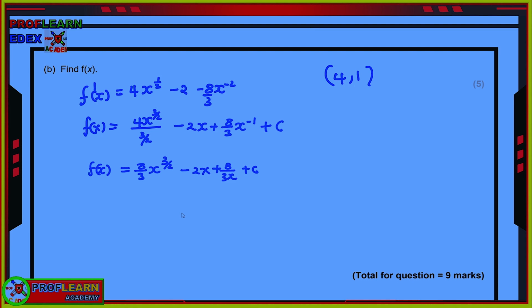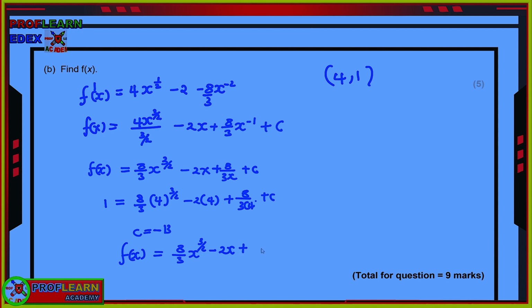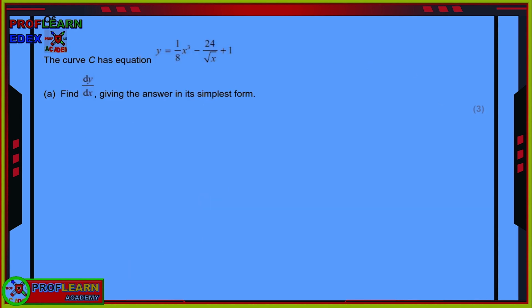We are going to use the point (4, 1) that was provided. We substitute anywhere we have f of x, we write 1. Anywhere we have x, we write 4, so that we can find the value of c. And after getting the value of c, we are going to rewrite the equation with the exact value of c, which is -13. And now we are done. We are home and dry. We can look into another question.